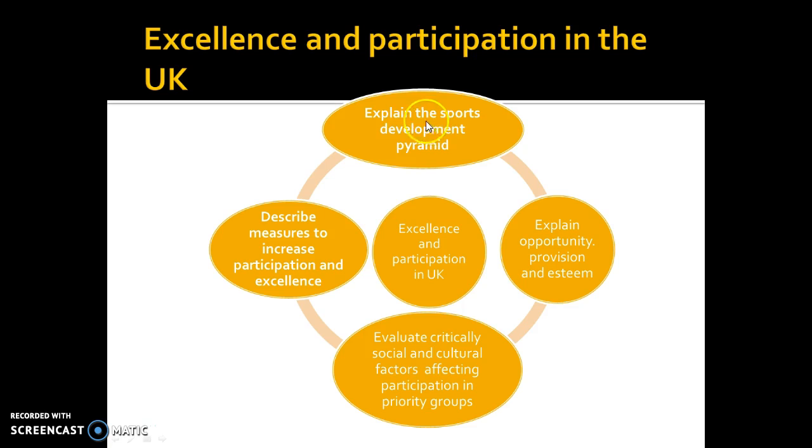Last lesson we looked at how to explain the sports development pyramid, we looked at opportunity, provision and esteem, and we looked at the factors affecting participation in young people. Tomorrow's lesson we're going to do two things. Firstly, we're going to look at certain measures that are used to increase participation for young people, and then secondly, some priority group measures, or things that can be used for all groups that will allow participation to increase.